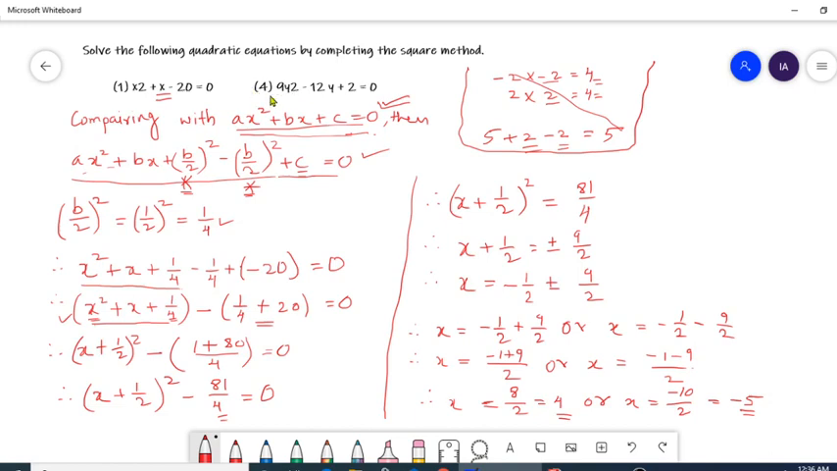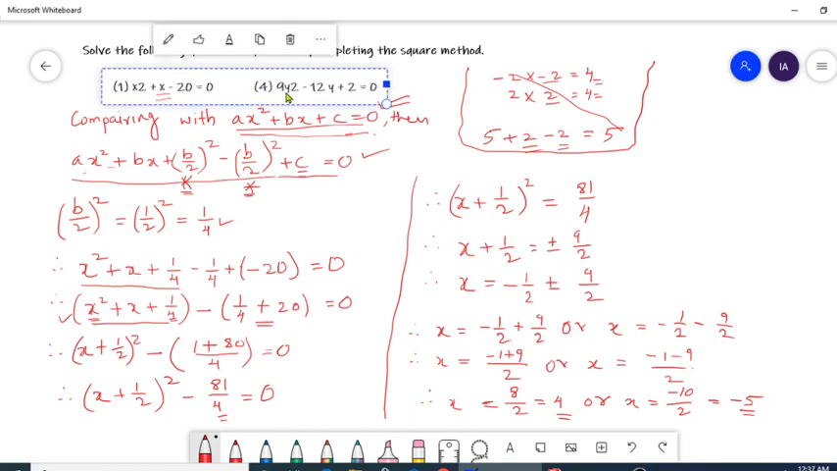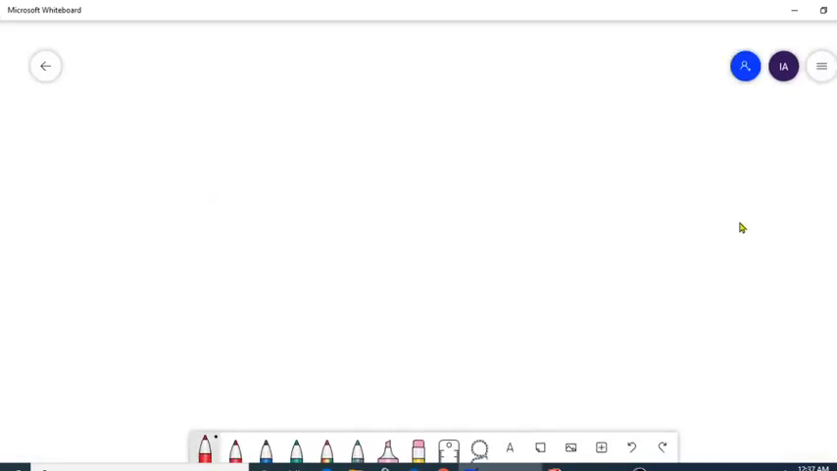Now it's time to solve this question number 2. So I'm going to copy this question number 2 on a new sheet so that we can solve this question properly. Again, we will use completing square method to solve this equation. Equation is 9y square minus 12y plus 2 equals to 0. The only difference between these two questions is, in the previous question the coefficient of first term was 1, but here the coefficient of first term is 9y square.